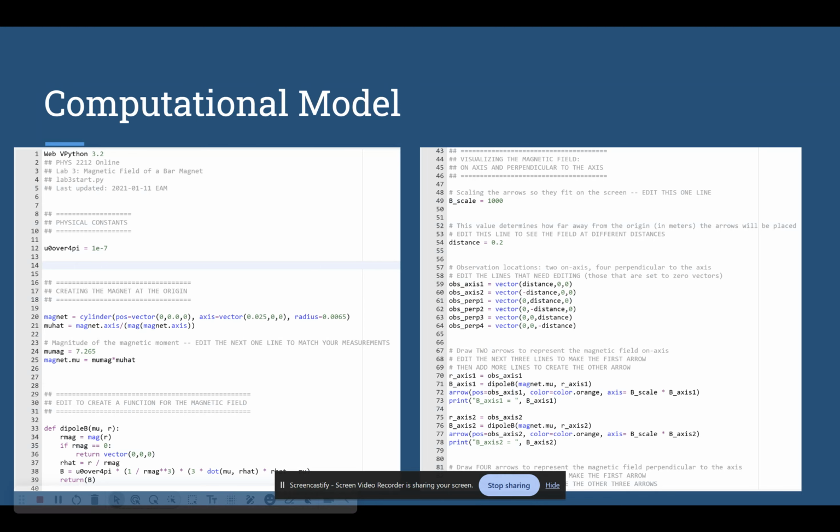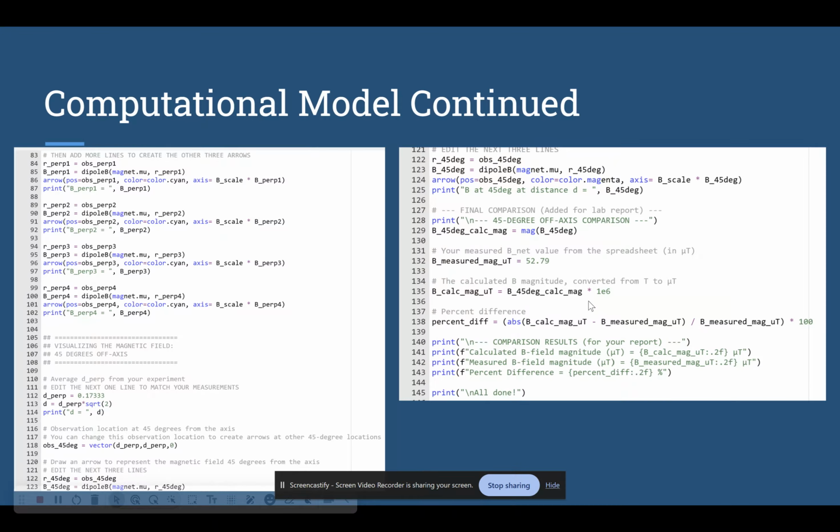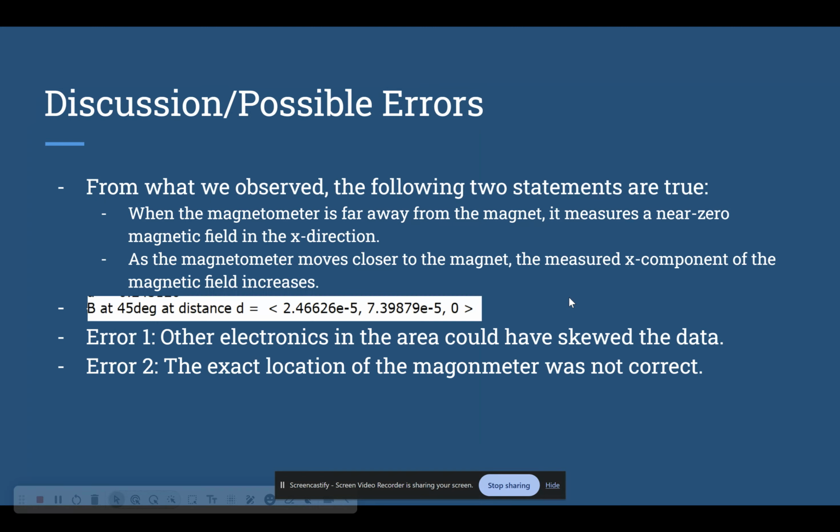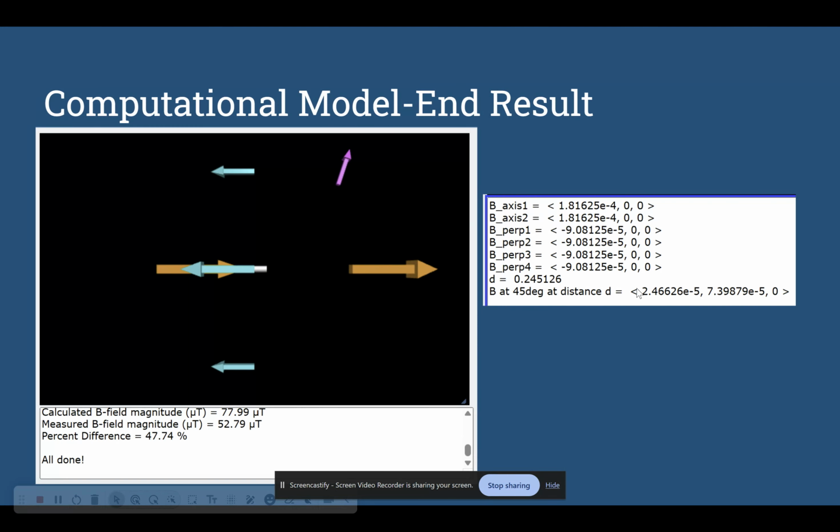Alright, so the computational model here, you can see the first half of the code. We wrote the dipole field function right here, and then here we were able to put all the distances. This is just the model continued. All this does is kind of create the arrows and prints out the results. And here you can see the calculated B field magnitude and the percent difference, and the at 45 degree distance d.